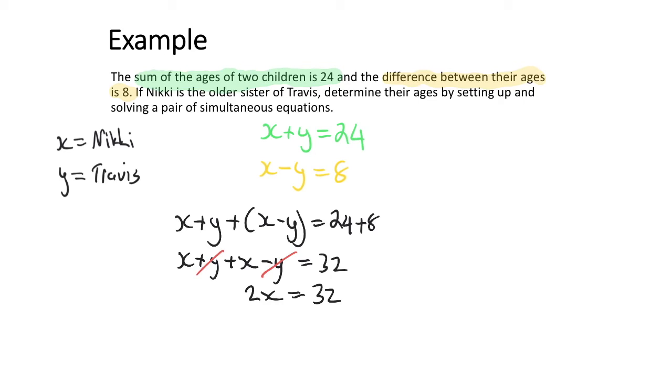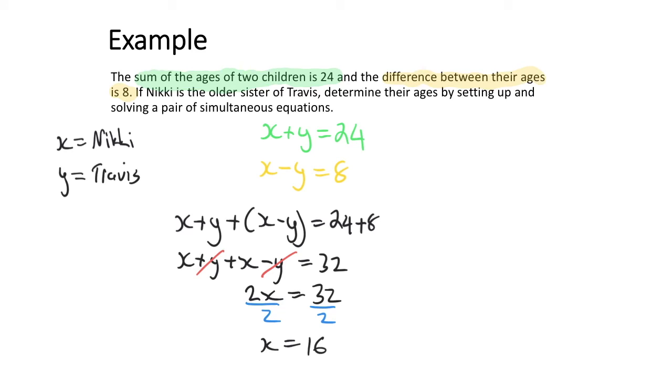To work out what my value of x is going to be, I need to divide both sides by 2. So x is going to equal 32 divided by 2. So x is equal to 16. So we know that Nikki's age is equal to 16.